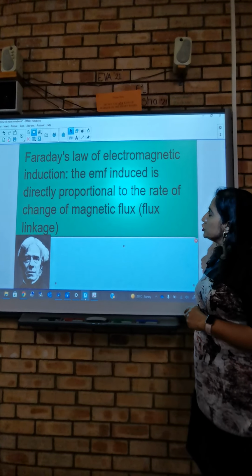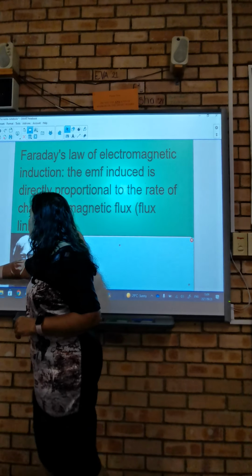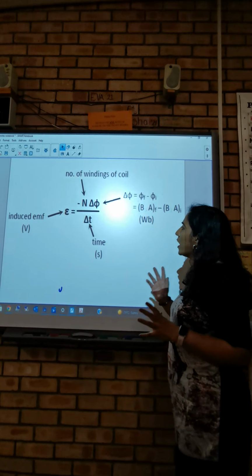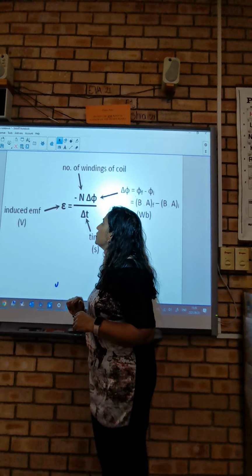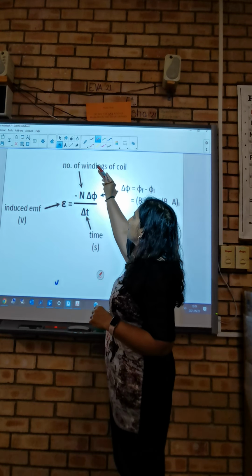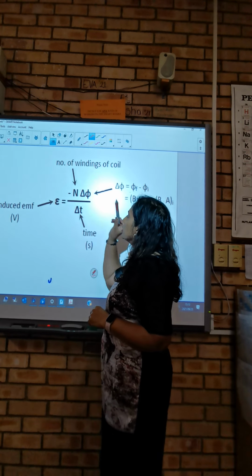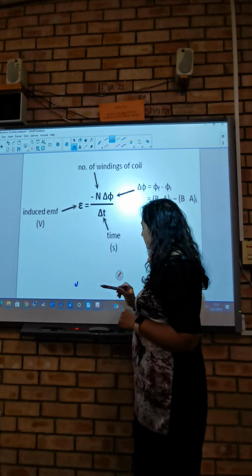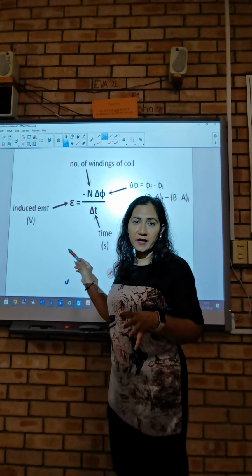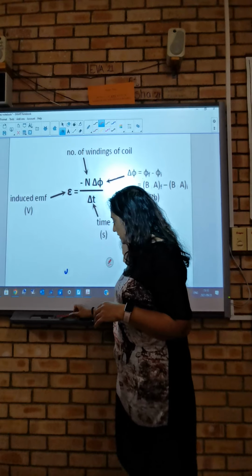The EMF induced is directly proportional to the rate of change of magnetic flux. And so this is a very important equation that we are going to be looking at. This refers to induced EMF, okay? Capital letter N stands for number of windings. This is change in phi, or change in flux, and time. And so the first thing that we're going to look at, we're going to unpack everything here. But the first thing that we are going to look at is the number of turns, okay?